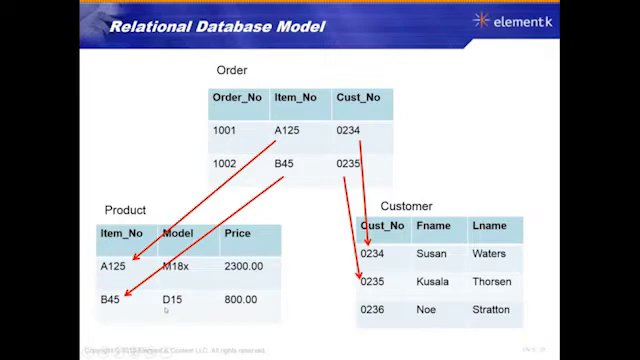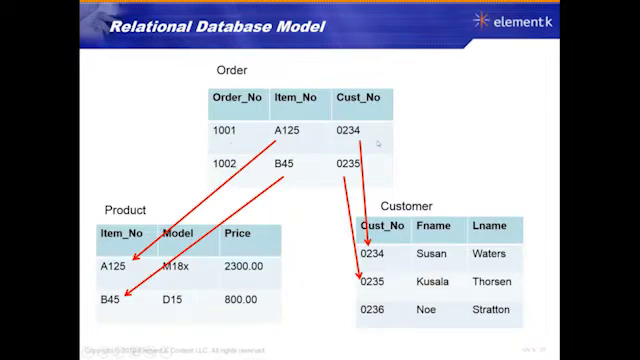And then B45 is a D15 laptop for $800. In the customer table, I've got 3 customers, each with their own customer ID. So here's Susan with a customer ID of 0234, Kusala is 5, and Noe is 6. In the order table, I have orders, and each order is individual, like order 1001, 1002.